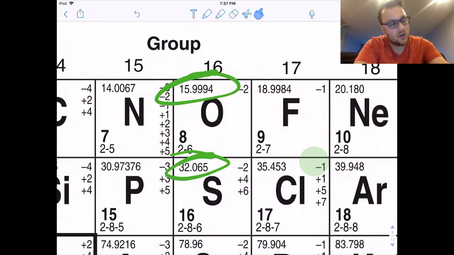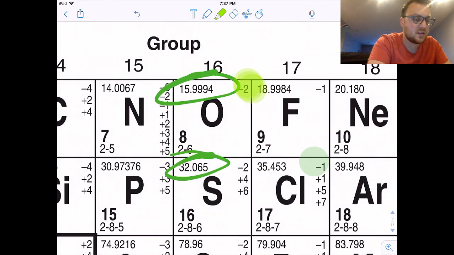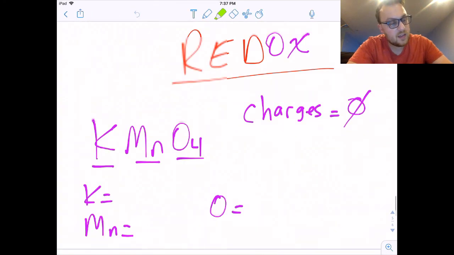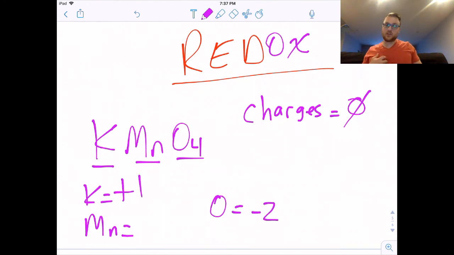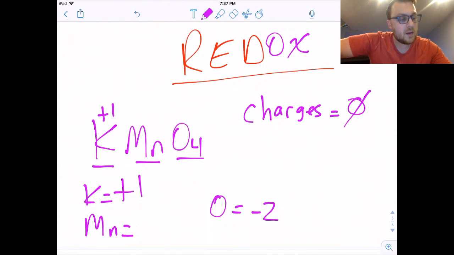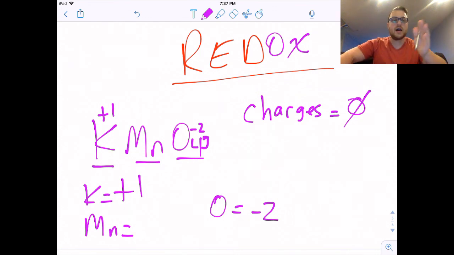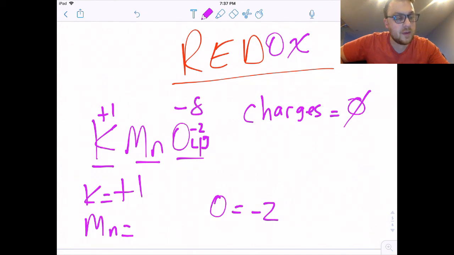Well, that's nice too. So, K is always +1, and O is always -2. So I figured those out already. Now I just need to figure out the Mn. So I know K is going to be +1. I know oxygen's -2, but there's 4 of them. So each oxygen is charged -2. So since there's 4, the overall is going to be -8. And I need these all to add up to be 0. I need this 1 plus something -8 to equal 0.